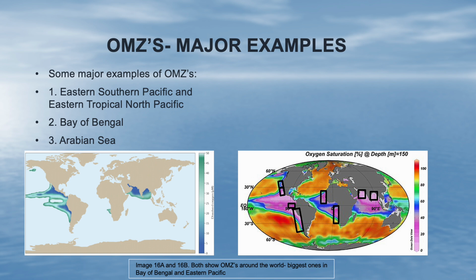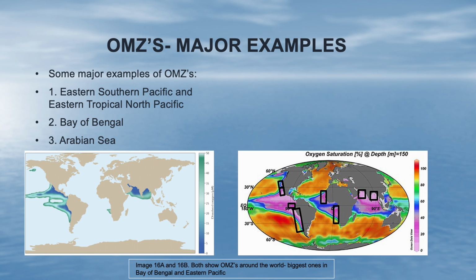Now, both these images I love because they kind of show a comparison of these oxygen minimum zones around the world. The biggest ones, like I said, being in the Bay of Bengal and the eastern Pacific, and it kind of shows the amount of oxygen saturation that's at depth in these zones, because oxygen minimum zones are at a specific depth. So it kind of shows the amount of oxygen that is there.